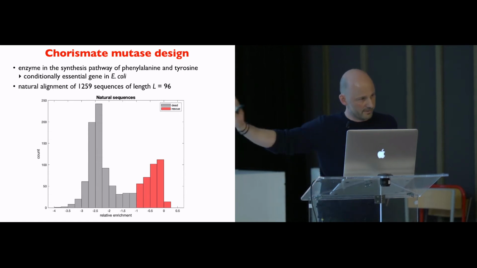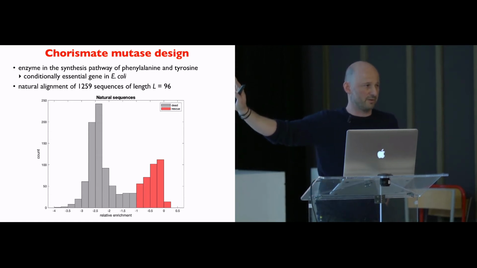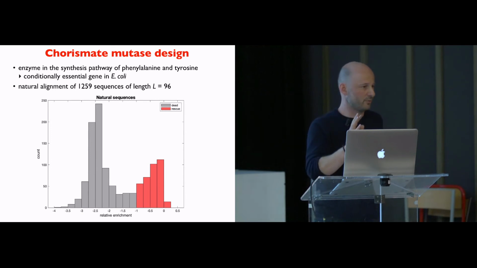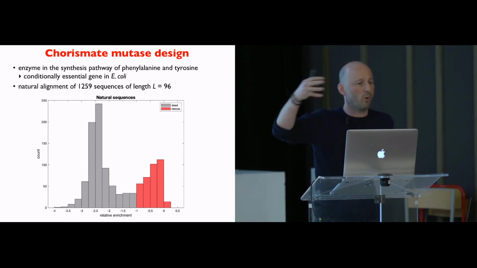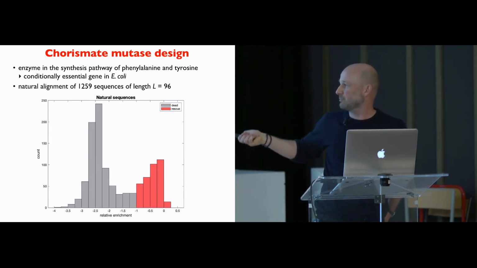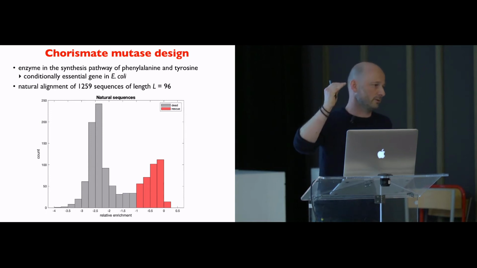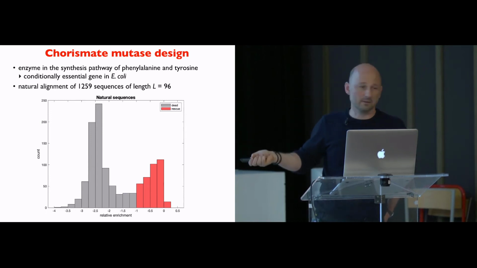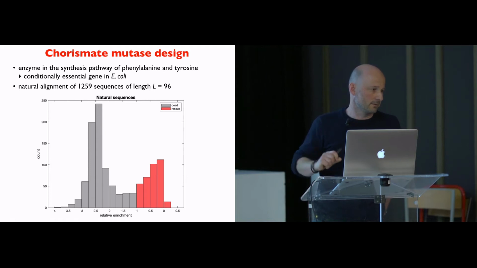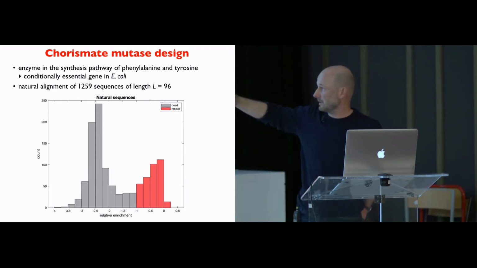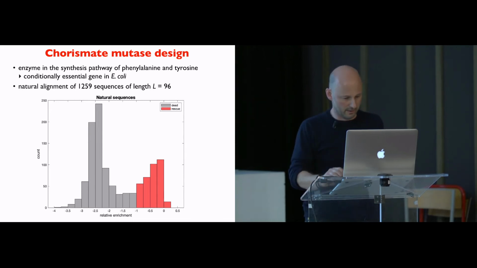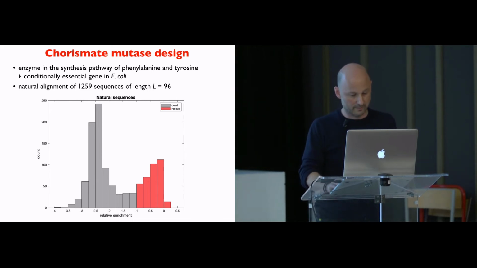Now, this is something which depends very much on the specific experimental conditions. For instance, if I overexpress a bit this protein, so I ask E. coli to produce more of this protein, actually this red peak will be more important, will grow, and this one will decrease. But these are the conditions which are used in the experiments on the non-natural sequences.